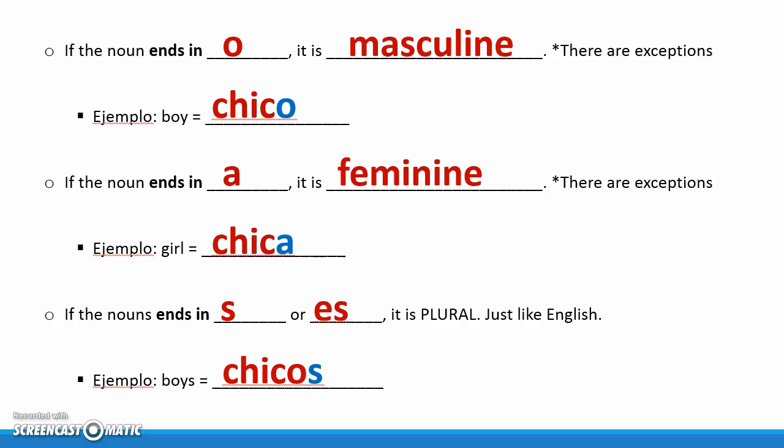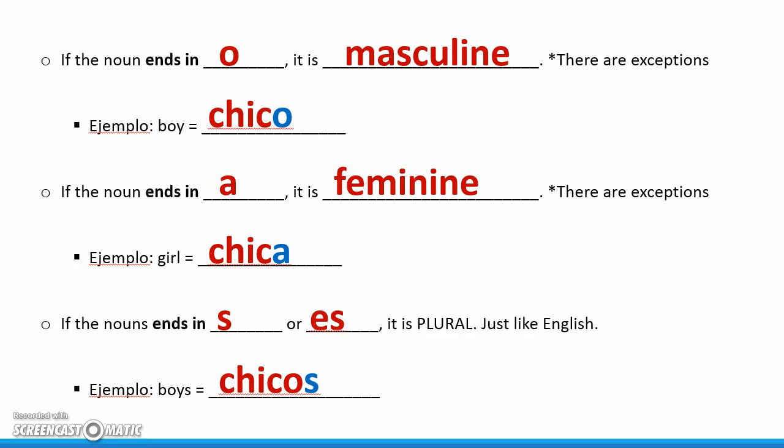Por ejemplo, el sustantivo chico termina con una O, por eso es una palabra masculina y singular. La palabra chica termina con una A, por eso es una palabra femenina y singular. Y todas las palabras que terminan con una S o ES son palabras plurales, como en inglés.